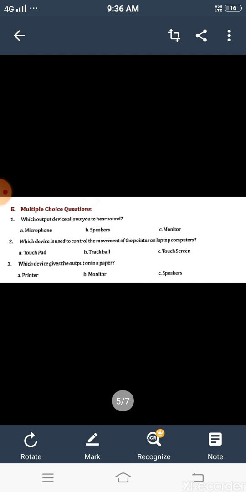Now come to exercise E, that is multiple choice questions. Question number 1. Which output device allows you to hear sound? Answer is B, that is speakers. Question number 2. Which device is used to control the movement of the pointer on a laptop computer? Answer is A, that is touchpad. Question number 3. Which device gives the output onto a paper? Answer is A, printer. Question number 4. Which device is used to select the objects by directly touching with fingers? Answer is C, touch screen.